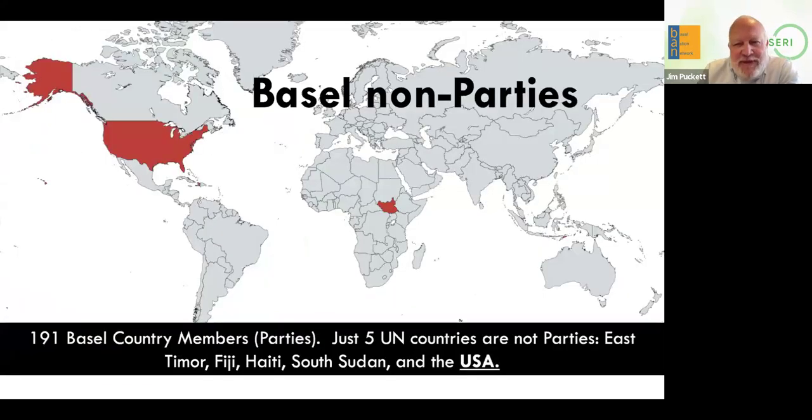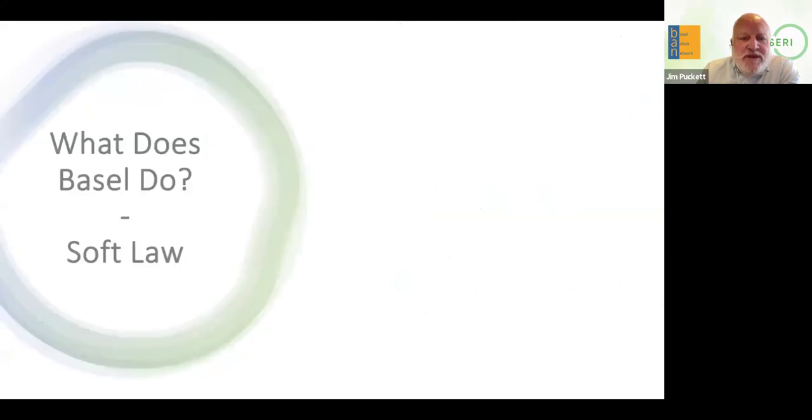And so you can see the map of the world with the non-parties indicated, so it's a lot easier to see how glaring the exception is that the US is not part of this vital international treaty. The other countries are East Timor, Fiji, Haiti, South Sudan, that are also not part of this rules of the road treaty. What does Basel do?